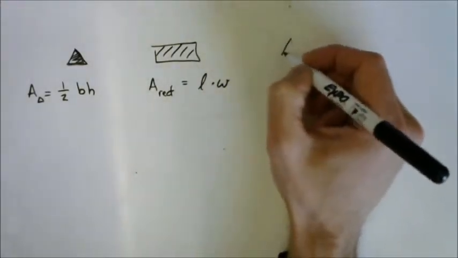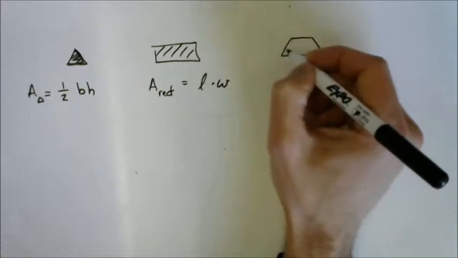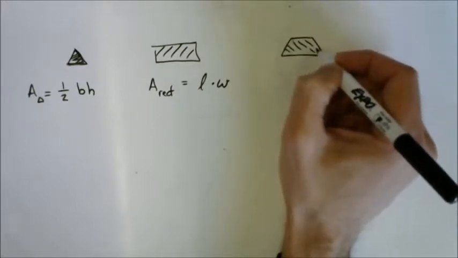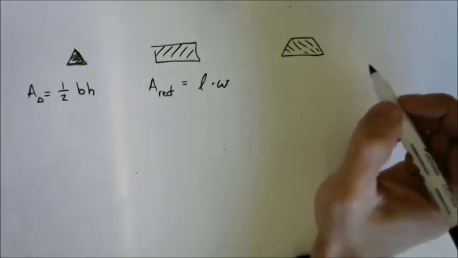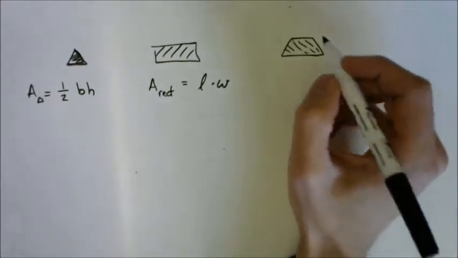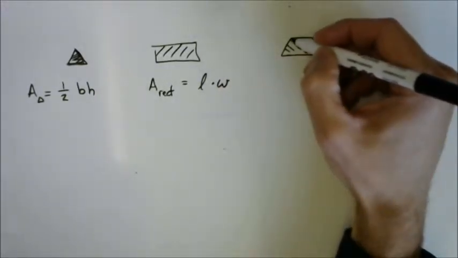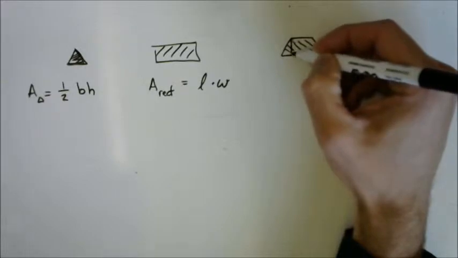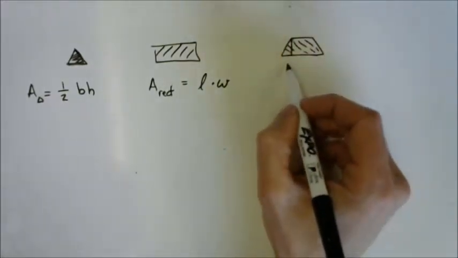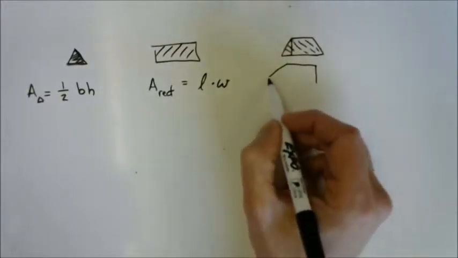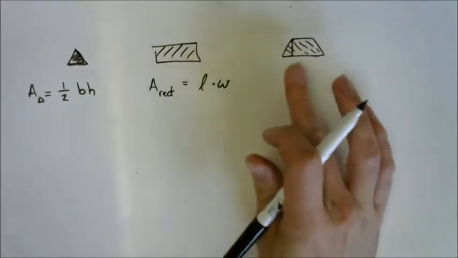What about a trapezoid? This one's a little bit tougher. You can make this a rectangle by cutting off this thing and putting it over there. But actually, in some trapezoids that doesn't work, because I might have a trapezoid that looks like that, and then all of a sudden this triangle doesn't fit there at all, does it? So that's not the way to do it.